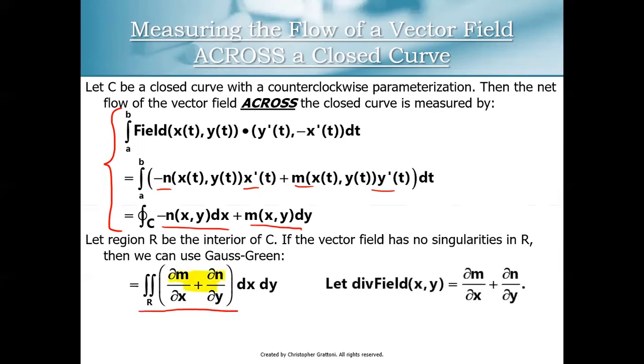And this integrand here of dM/dx plus dN/dy is such a special quantity that we do give it a name. Again, we call it the divergence of the vector field.